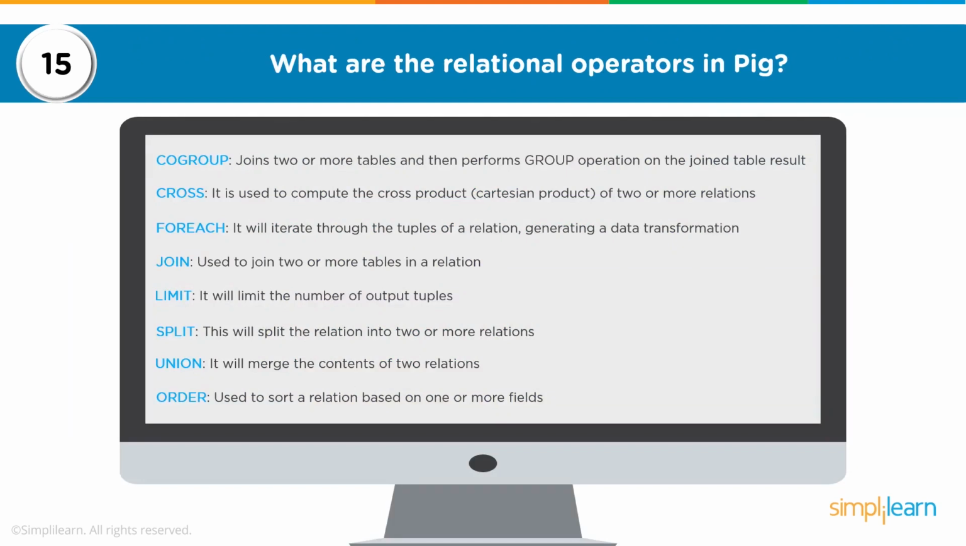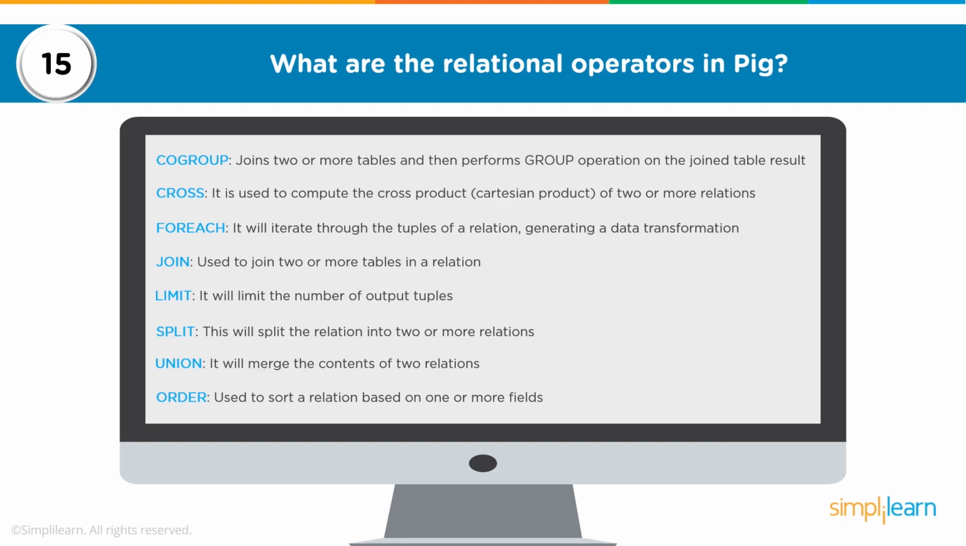What are the relational operators in Pig? So you have various relational operators which help data scientists or data analysts or developers who are analyzing the data, such as co-group, which joins two or more tables and then performs a group operation on the joined table result. You have cross. It is used to compute the cross product, that is the Cartesian product, of two or more relations. For each is basically to do some iteration.